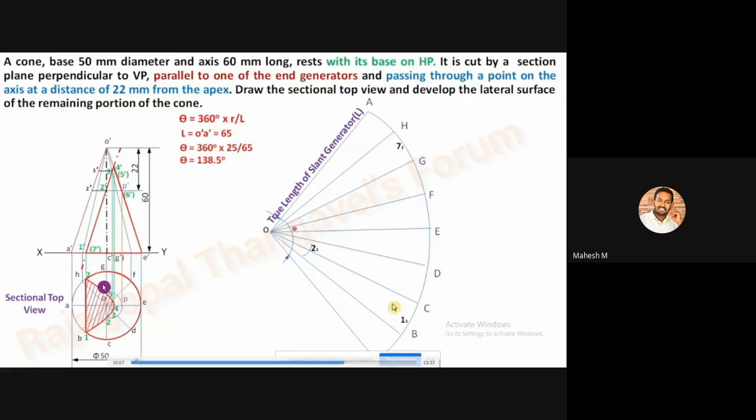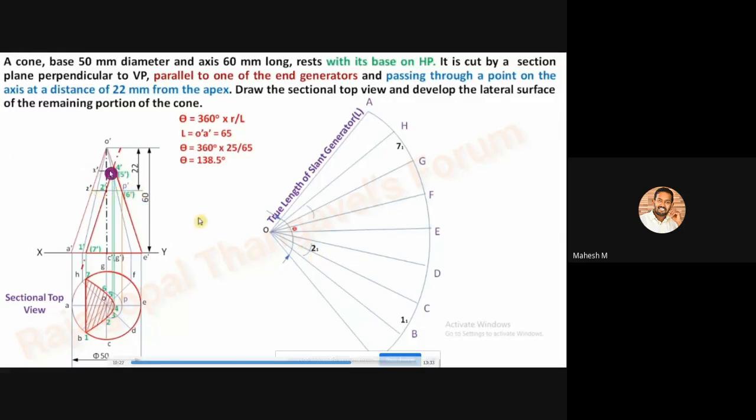So from the top view itself, we can understand that the sixth point is available on O2G. Okay, so with the same value, you can mark the sixth point that should be available on O2G. Okay, on the O2G line, cut an arc with the same distance. So the notation is 6 1.